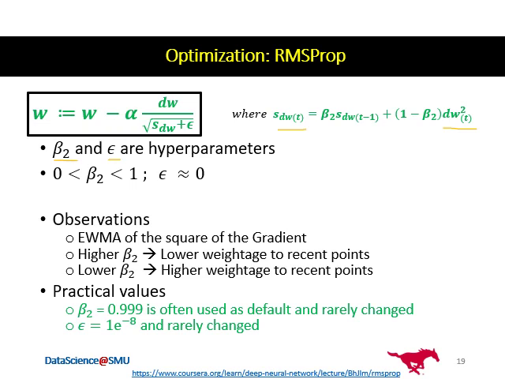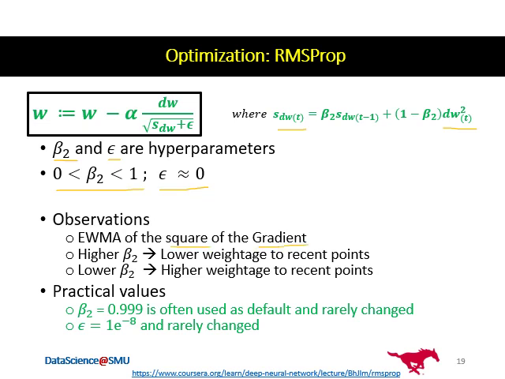Again, similar to what we saw in momentum, the beta value is between 0 and 1, and the epsilon value is very close to 0. It's a very small value. We don't want to add a very large value to upset the algorithm, but we do want to make sure that we don't divide by 0. So that's why we use a very small value for epsilon. And similar to what we saw previously for momentum, we are essentially in this case taking the exponentially weighted moving average of the square of the gradient in this case.